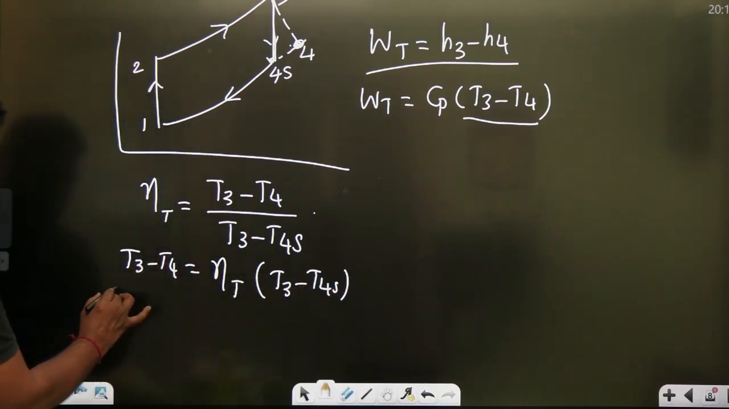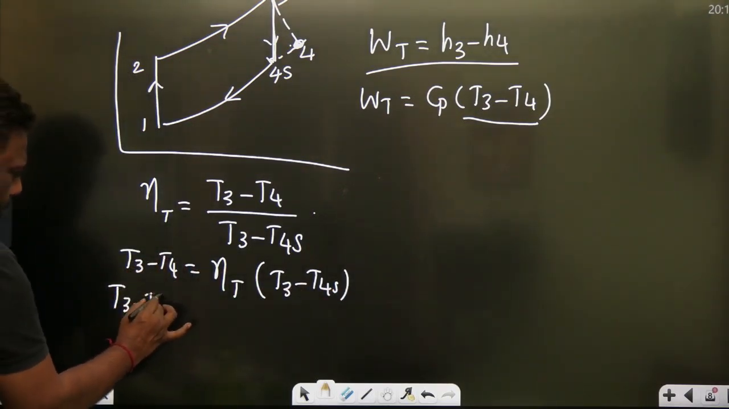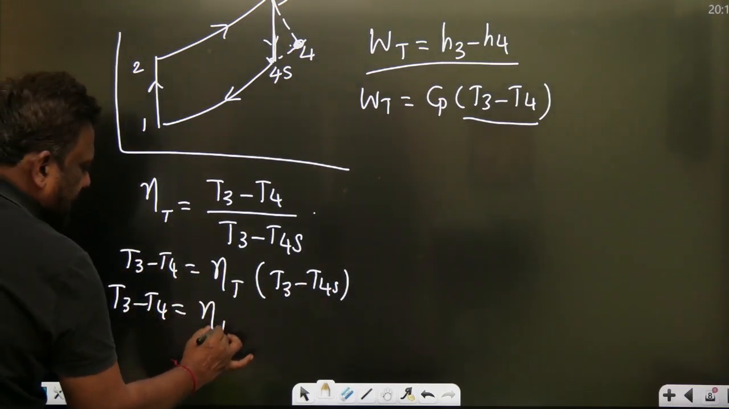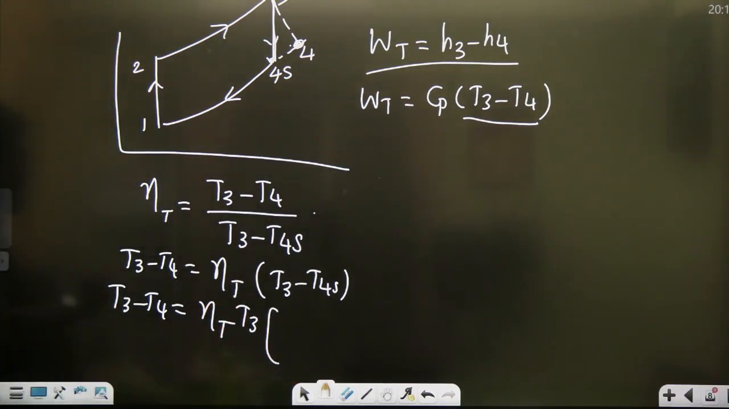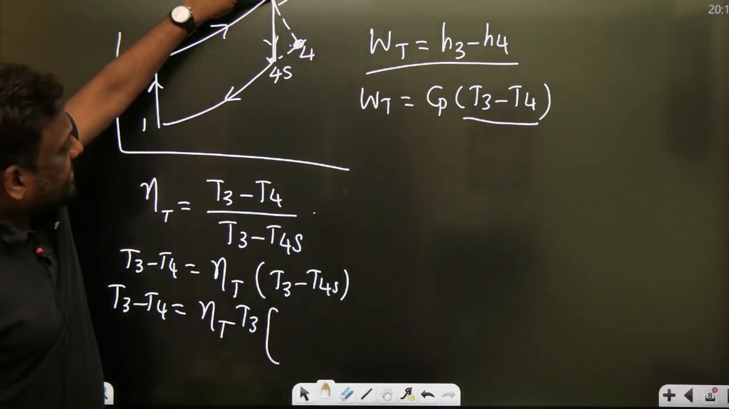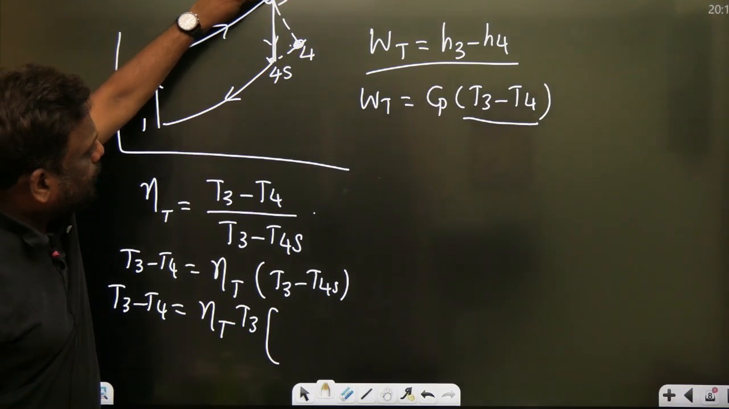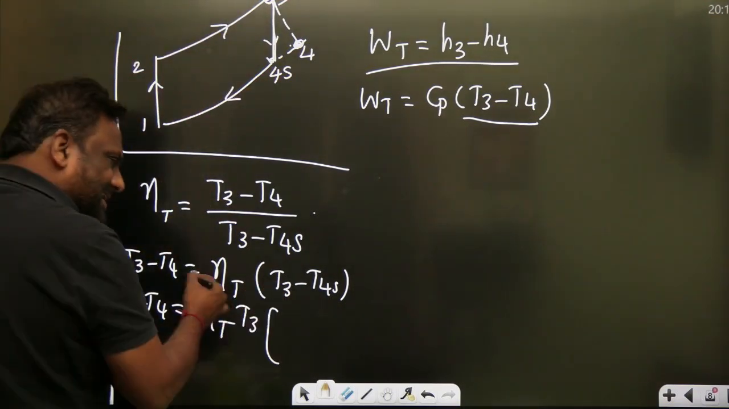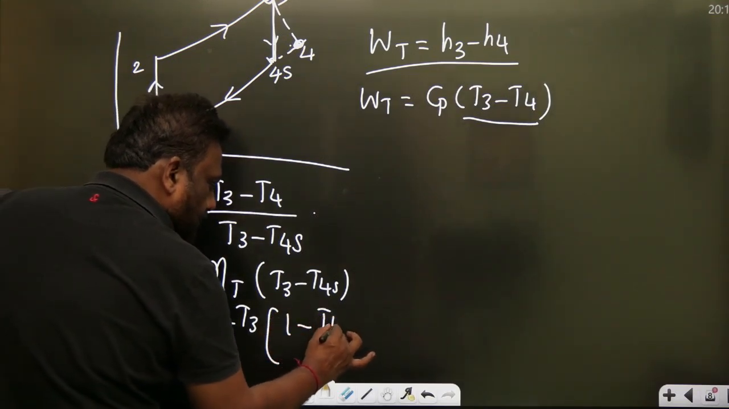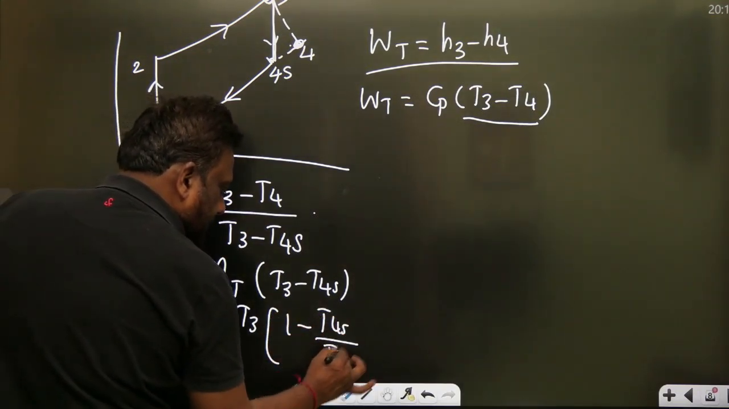Absolutely fine. Wait. So I'll do some important manipulations here. Let us take T3 common. Why are you taking T3 common? Because in both the cases, he clearly said the inlet to the turbine is the same. So T3 in both cases is the same. So let's take T3 out: 1 minus T4s by T3.